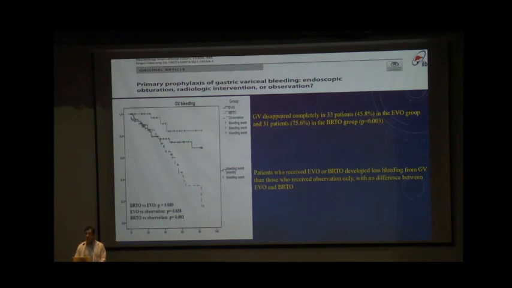The patients who received endoscopy or a BRTO developed less bleeding from gastric varices than those who were only observed, thereby suggesting that some form of therapy was always required, whether it was endoscopy or BRTO. But it must be kept in mind there was no mortality benefit, and the risk of bleeding events was comparable in these groups of patients. So both these therapies still require a better randomized trial.